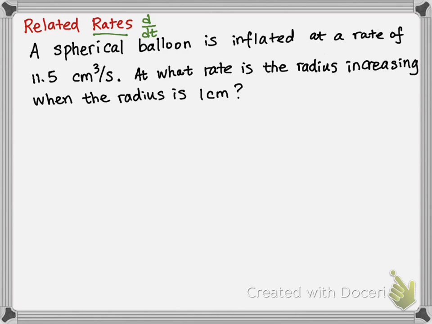A spherical balloon is inflated at a rate of 11.5 cubic centimeters per second. So what is this rate telling us? It's telling us, or given to us, that the volume, dV over dt, is changing at a rate of 11.5 cubic centimeters per second.